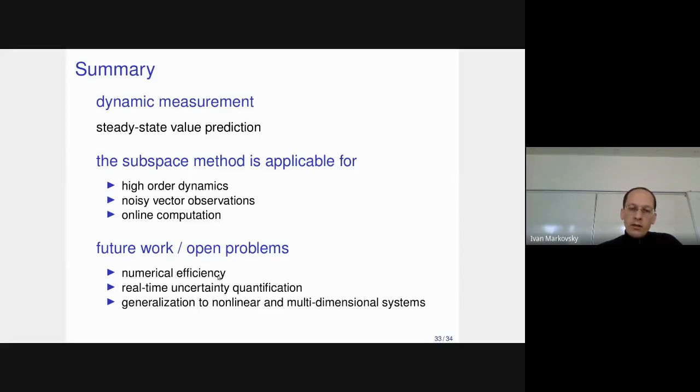Future work, as I said, numerical efficiency in ML estimation. Real-time uncertainty quantification. I said you can predict the uncertainty, but we do only this offline because of computational complexity of the prediction, and how to do it in real time is still work in progress. And finally, generalizations to more complicated processes than LTI, like nonlinear and even multidimensional.